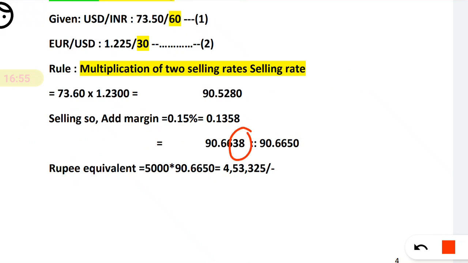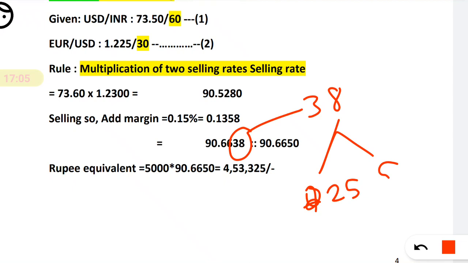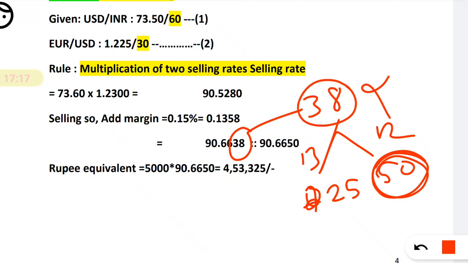The last two digits, that is 38, the third and fourth decimal, you have to replace with either 50 or 25. So 38 lies between 25 and 50. Which is nearest? Here the difference is 12 and here the difference is 13. So it is nearest to 50. So 38 should be replaced by 50.